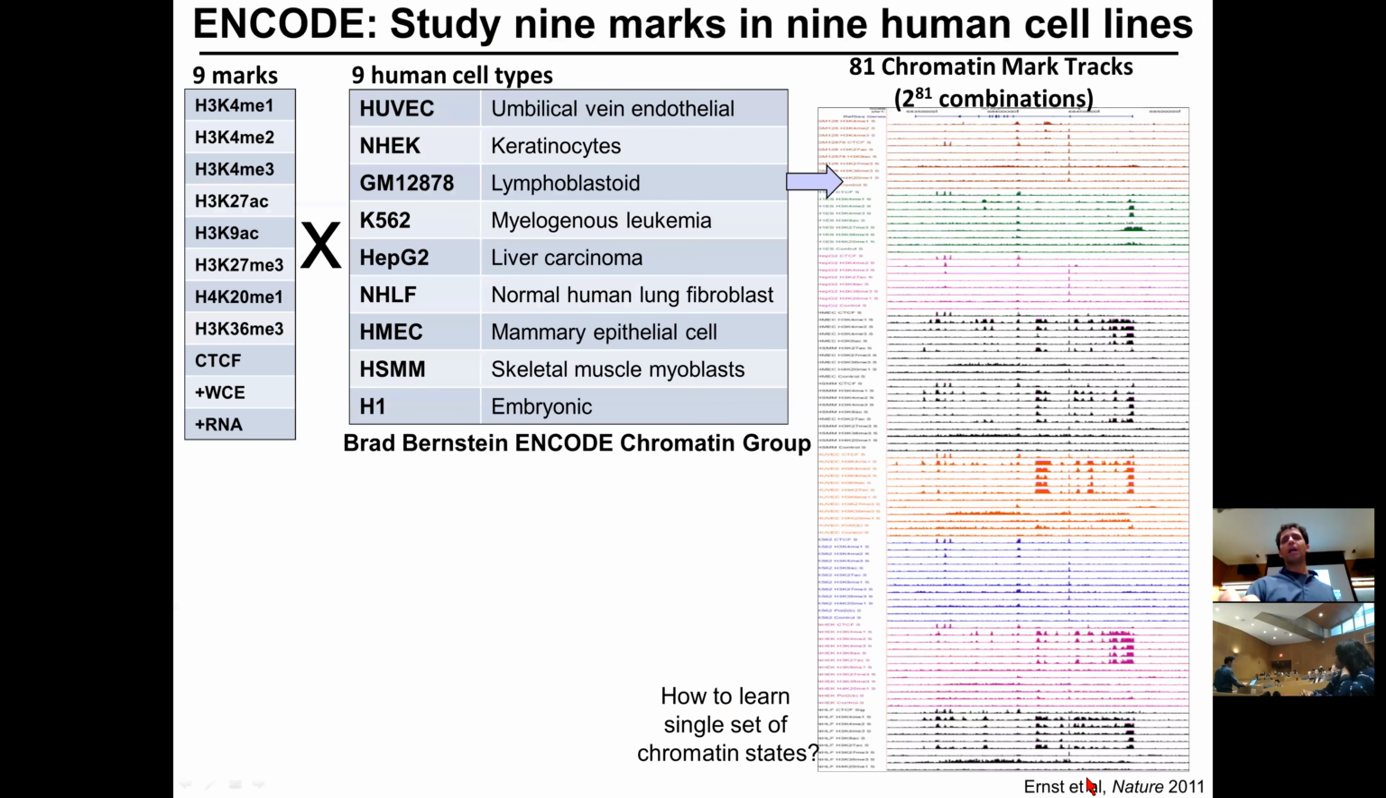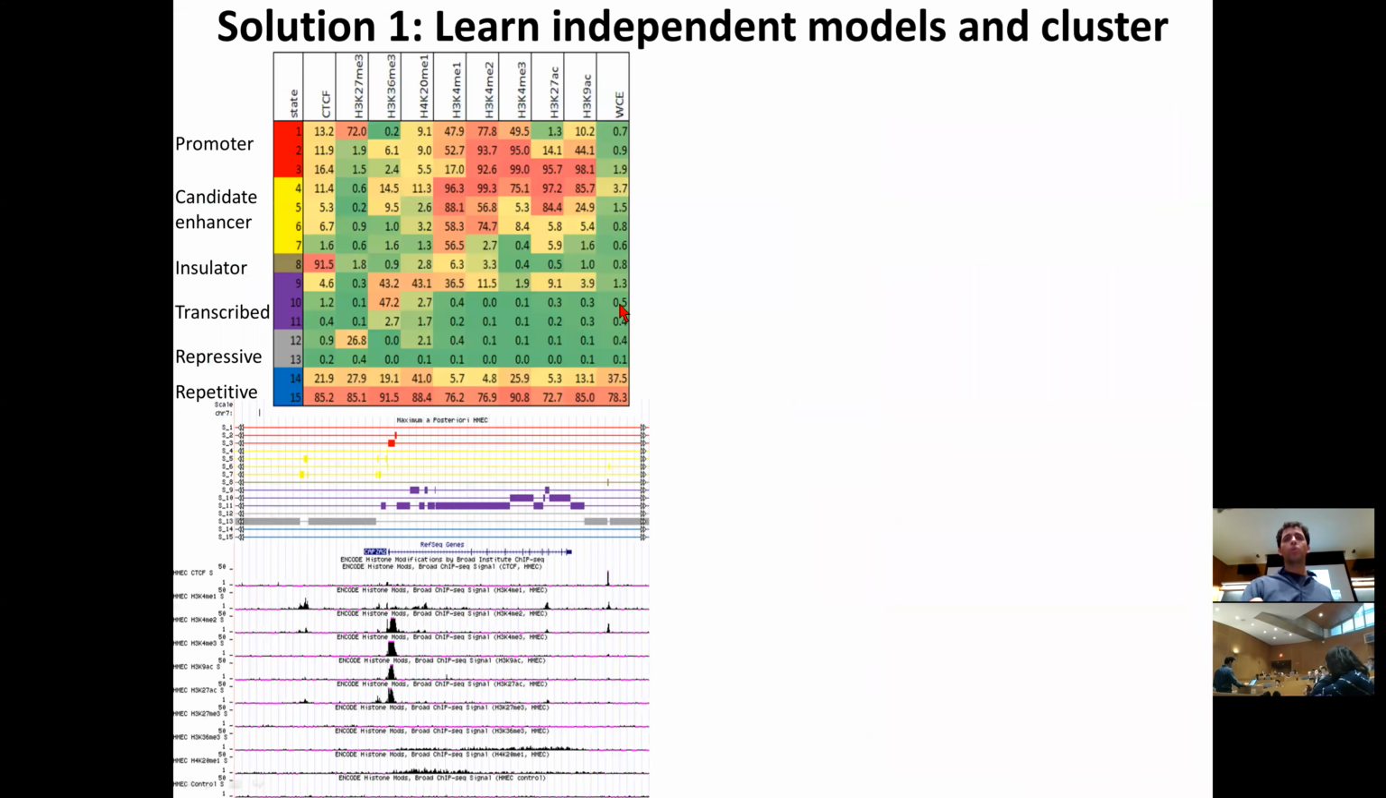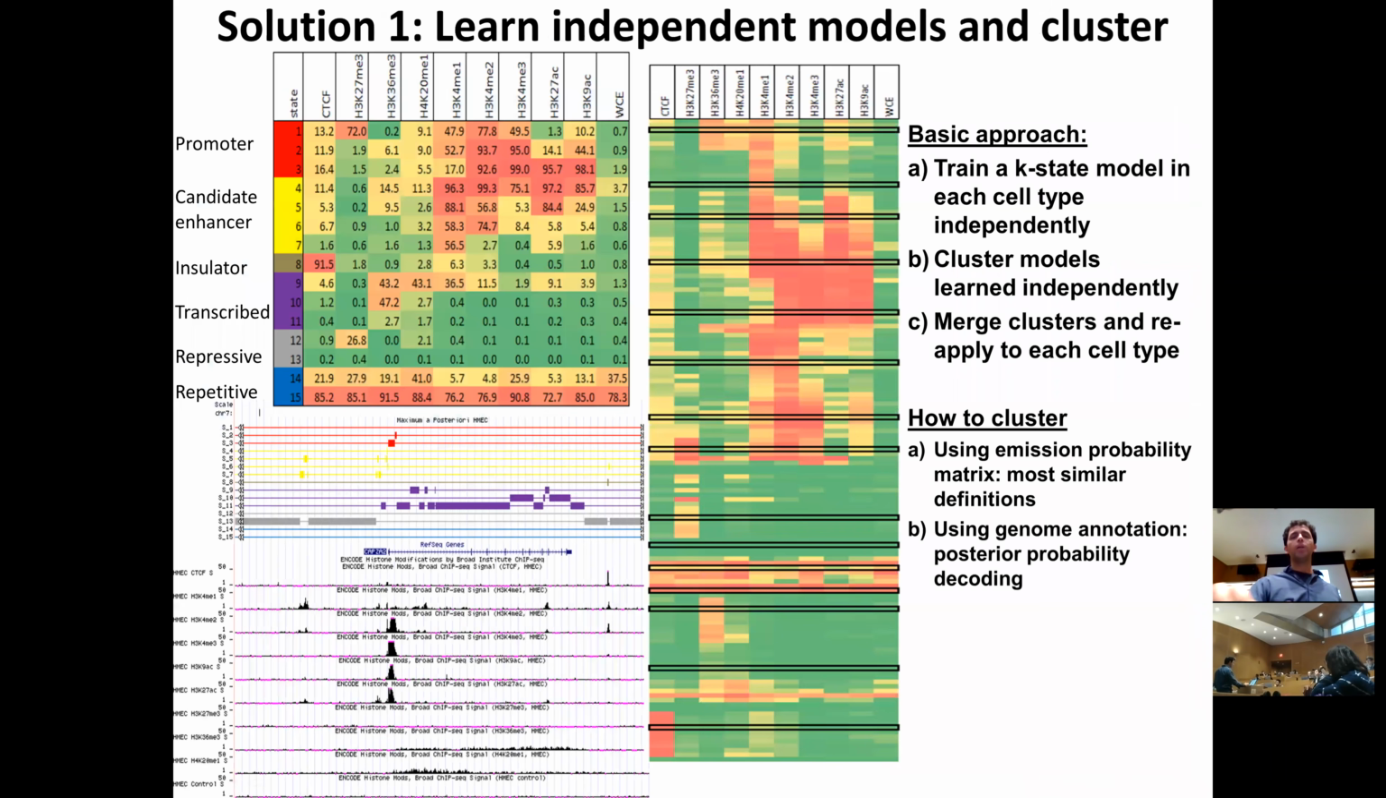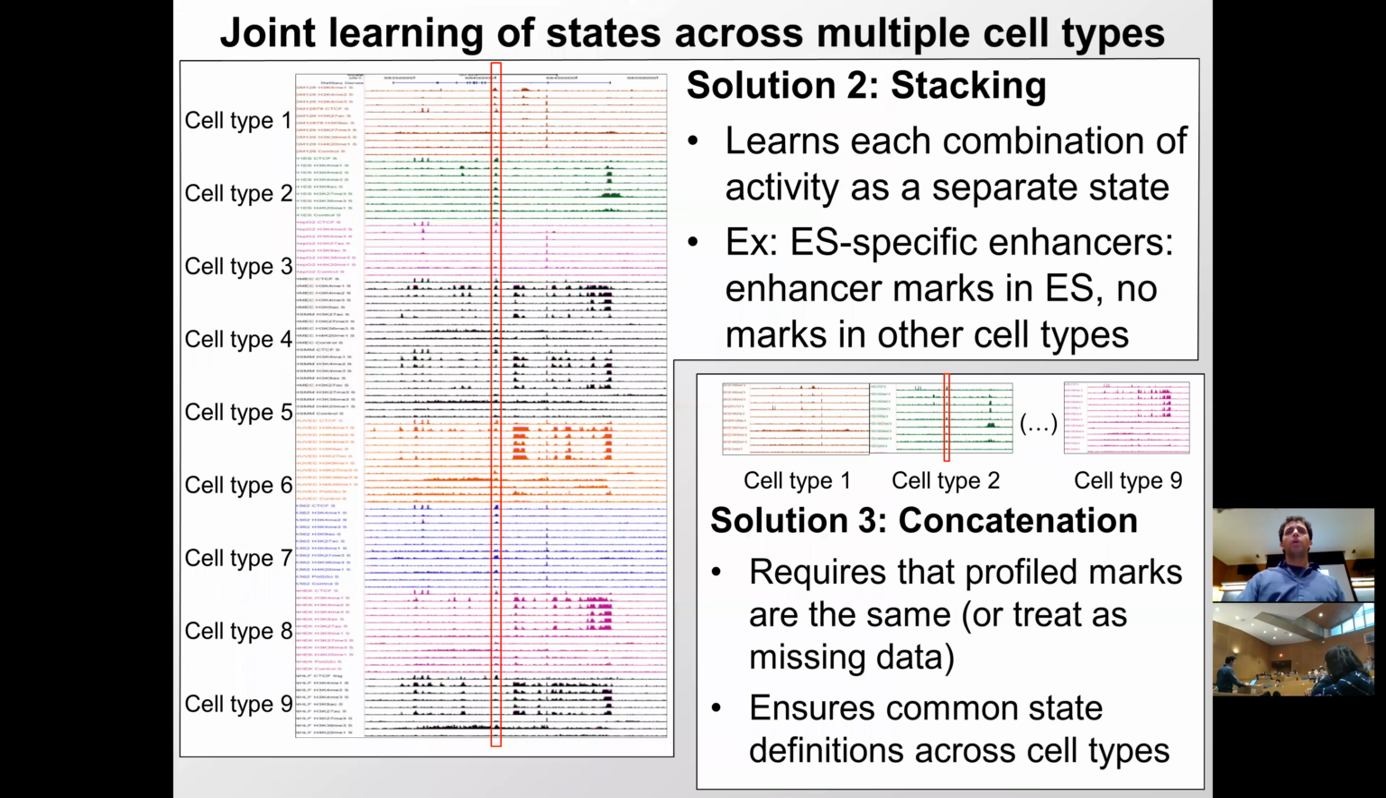I mean, they're very highly coupled. They're the same marks in different cell types. So the way to do that is either to learn independent models in every cell type. You basically learn, say, a 15-state model in every one of your cell types, and then you just cluster together and hope that you've learned the same. The alternative is to stack your cell types together and just learn one very big model.